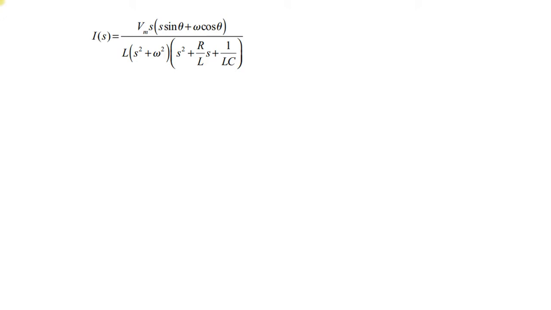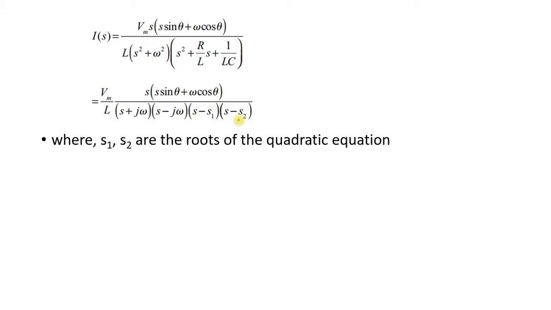In order to find the value of i(t), first of all I take the inverse Laplace transform. Before that, I go for the partial fraction method in order to find the corresponding root values. Here s square plus omega square is replaced by (s plus j omega) into (s minus j omega), as we have already seen in previous lectures. Similarly, this quadratic expression should be rewritten as (s minus s1) into (s minus s2), where s1 and s2 are the roots.